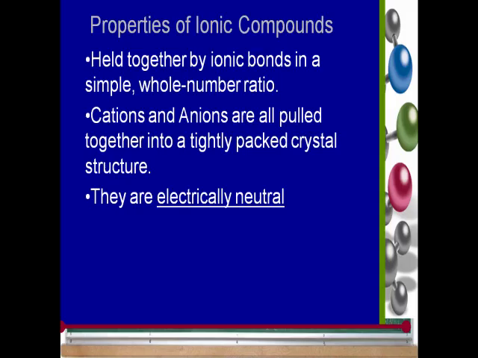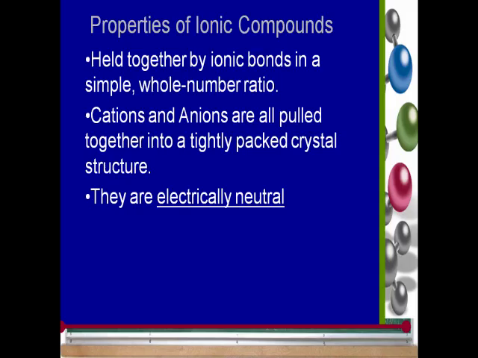And some of this, of course, may sound familiar from when we were in Chapter 5, Section 1, and we looked at the types of chemical bonds. So ionic compounds are held together by ionic bonds. And what you should remember about an ionic bond is that there is a transfer of electrons from a metal to a nonmetal.